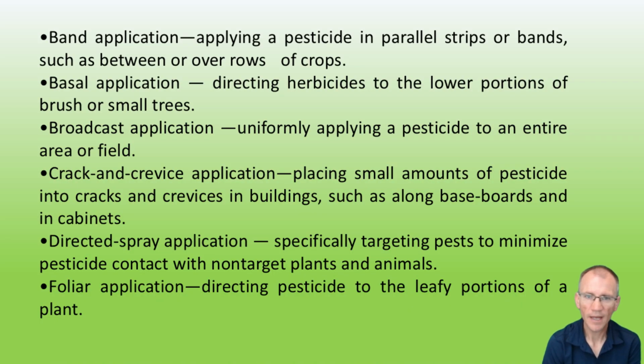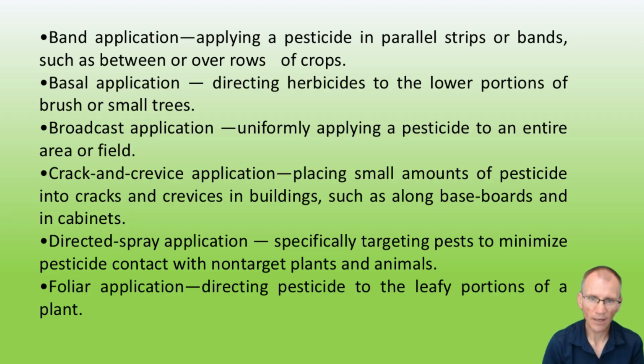One of the important themes in this course is going to be these types of applications. First, let's look at a band application. This would be when you're applying a pesticide in parallel strips or bands, such as between or over rows of crops. A second type of application could be a basal application. This would be directing herbicides to the lower portions of brush or small trees. Or what about a broadcast application? This would be uniformly applying a pesticide to an entire area or field.